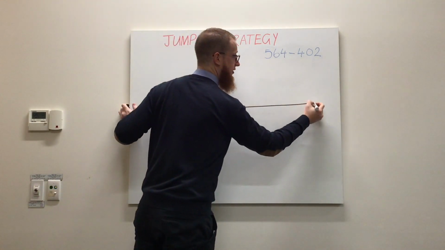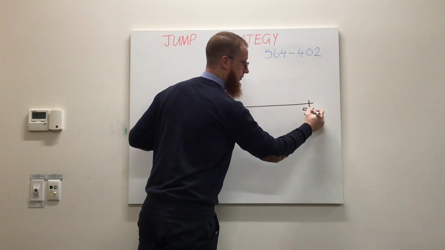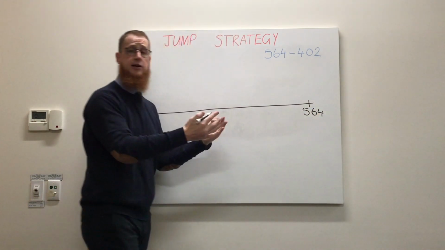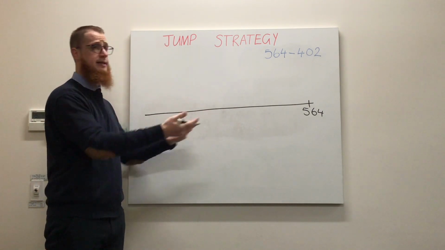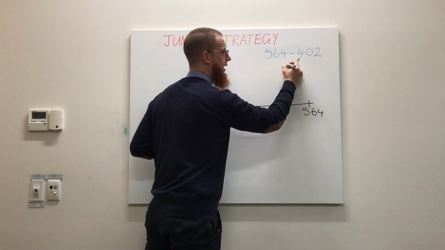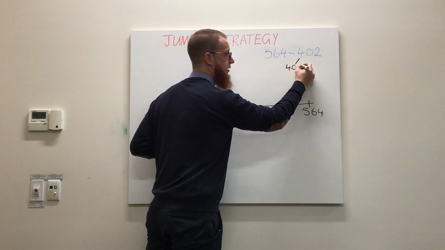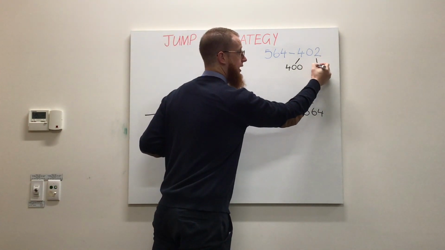We can see our 564 is our larger number, and so that is where we're going to start. Again, we start on the right-hand side because we're going to be taking away numbers, so we're going to get smaller. So just as the number line runs, we have our smaller numbers to the left. Now I can break 402 up into 4 lots of 100. Now here there are no 10s, so I don't need to worry about jumps of 10. And 2 jumps of 1.